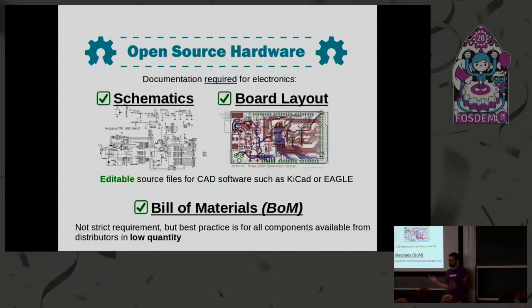So for electronics, which is mostly what I do, that'd be the schematic. You'd be sharing the schematics, the board layout, in the editable source file. So if you're using a program like KiCad, you would share your board file and your schematic file, and then also the bill of materials. And one of the best practices, if you want to do this, is to make sure that in the bill of materials, the components are available in small quantity. So like with BeagleBone, we make sure that all the components are available in quantity of 1 from distributors.